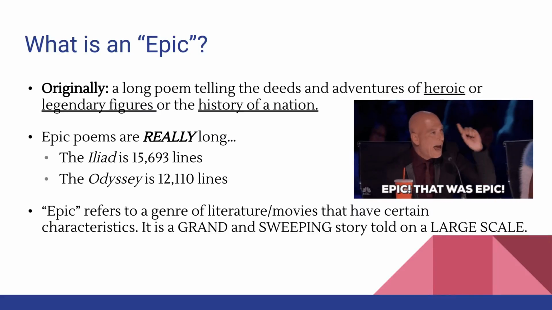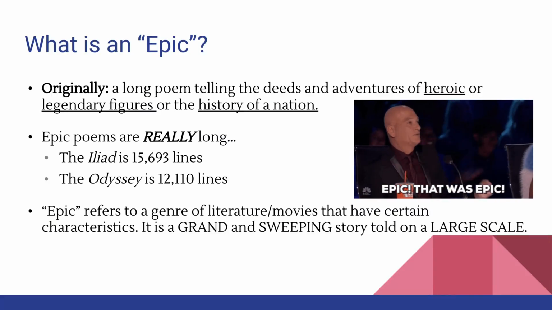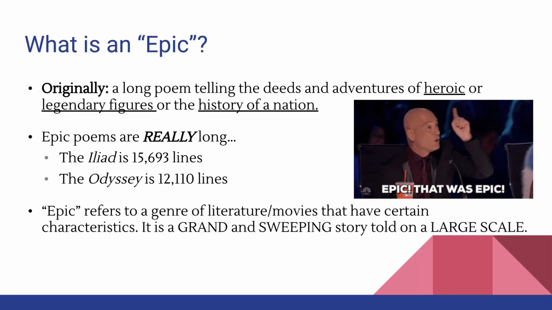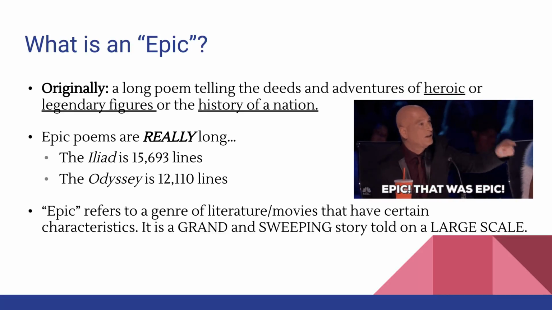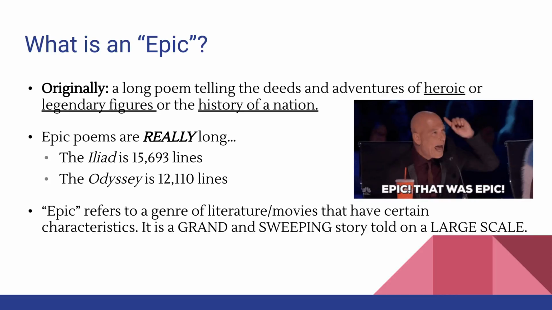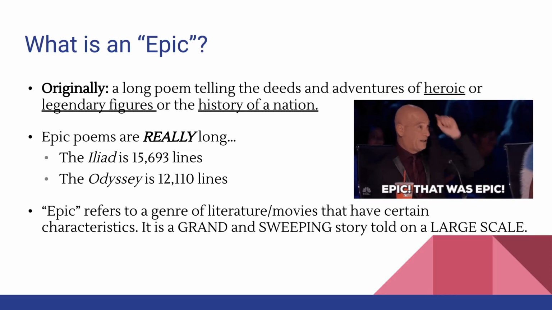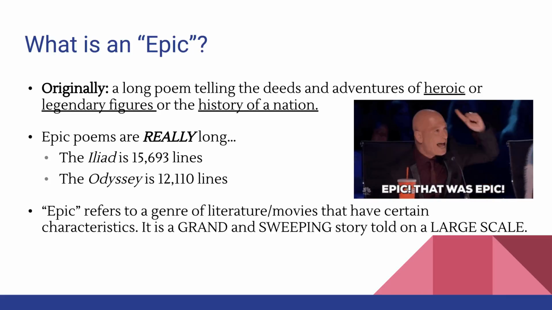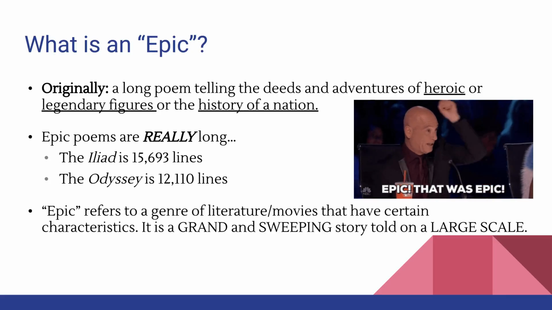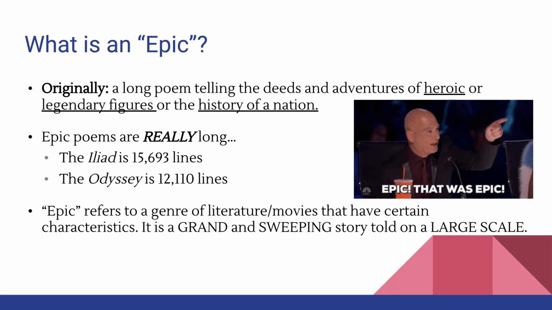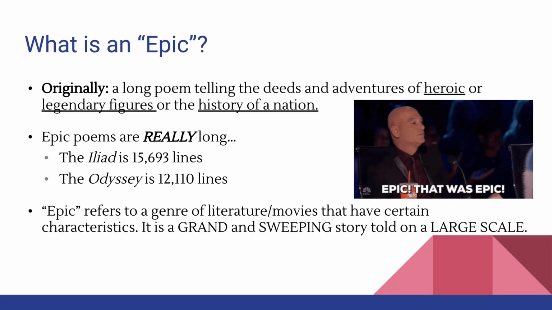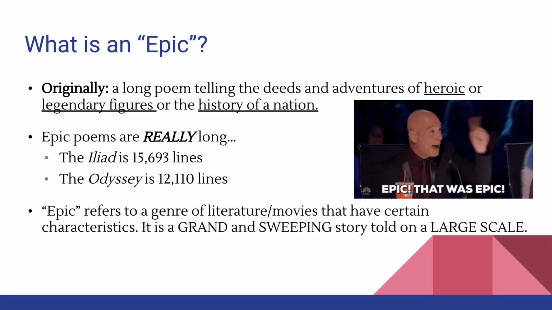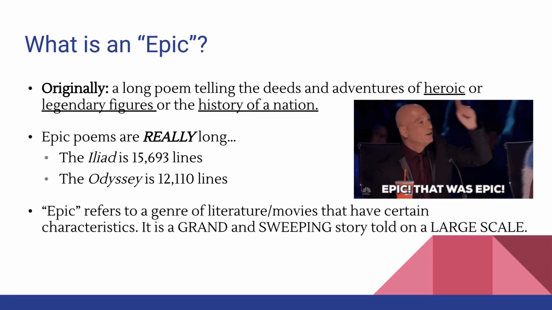So what is an epic? Originally, it was a long poem telling the deeds and adventures of heroic or legendary figures or the history of a nation. Epic poems are really, really long. The Iliad is 15,693 lines, and the Odyssey is 12,110 lines. So those are super long poems. So epic refers to a genre of literature or movies that have certain characteristics. It is a grand and sweeping story told on a large, large scale.